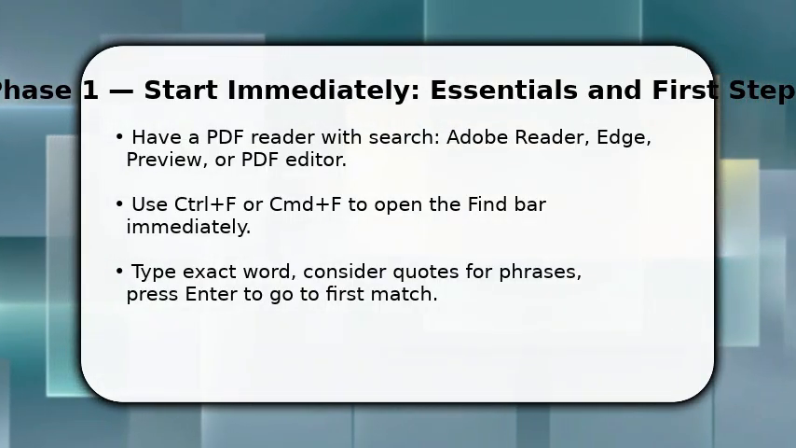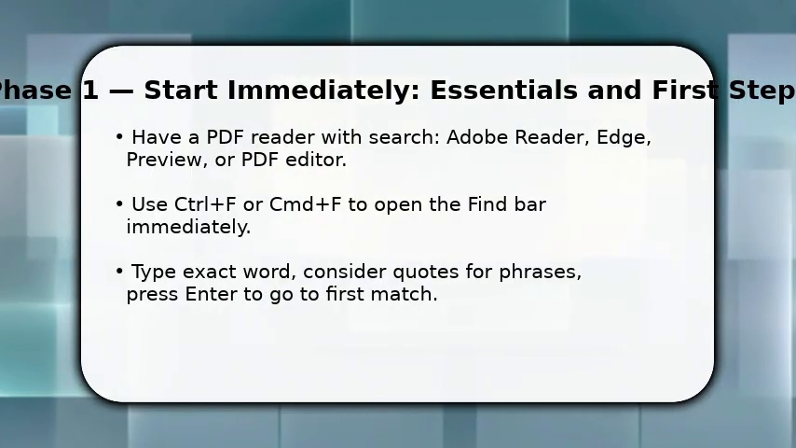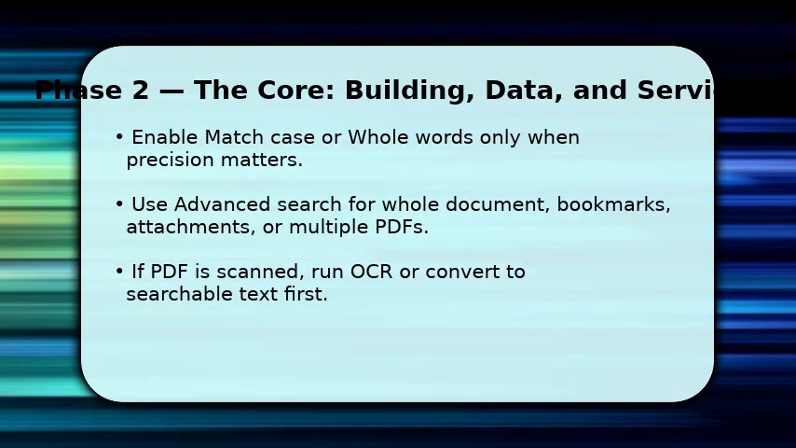Make sure to check the reader's Find options. Some show match counts, others jump to thumbnails, so you know where each occurrence lives. You can refine results quickly. Toggle match case or whole words only when you need exact hits.